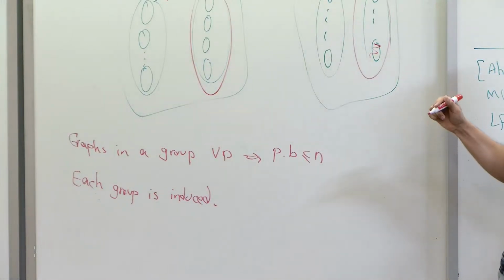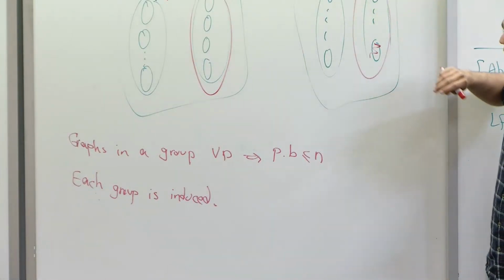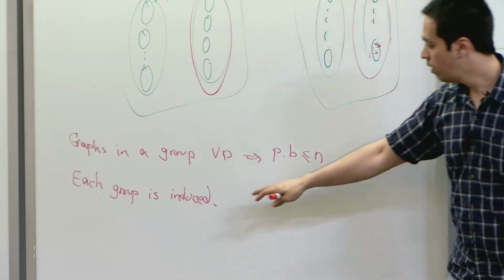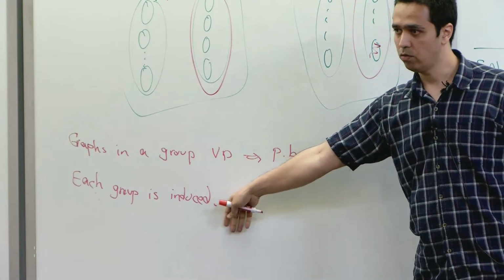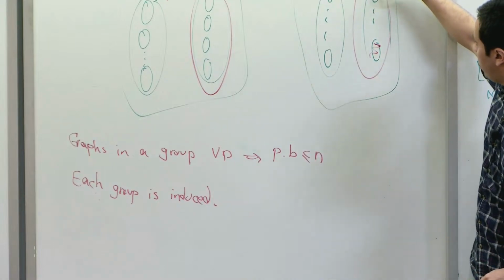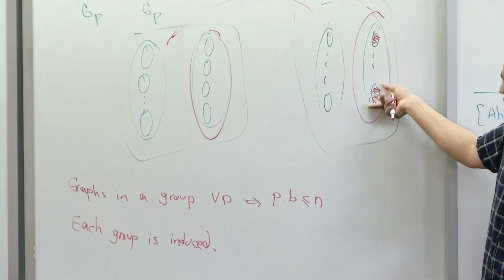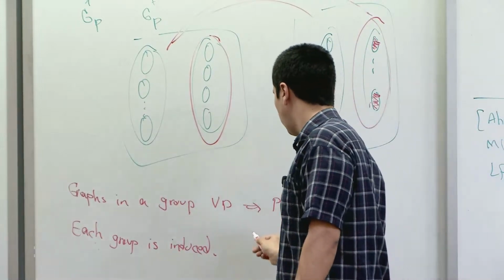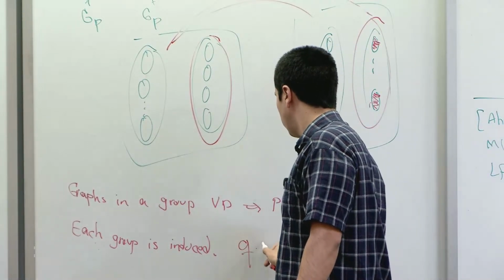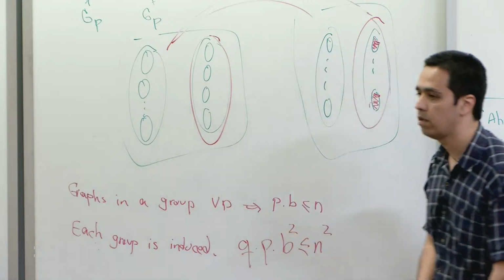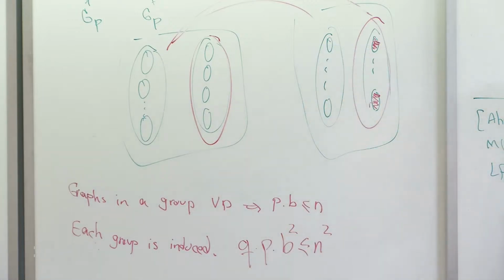Now, if you do this, what is the constraint this is going to give you? Let's look at the pairs of vertices inside these groups. These pairs are of B squared size. So I will have Q B squared has to be less than N squared. Some constraint like this.